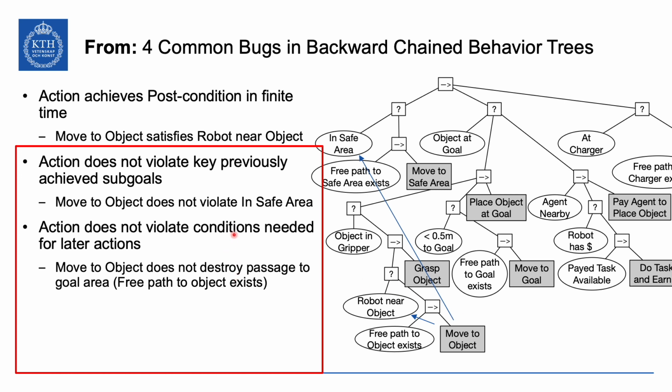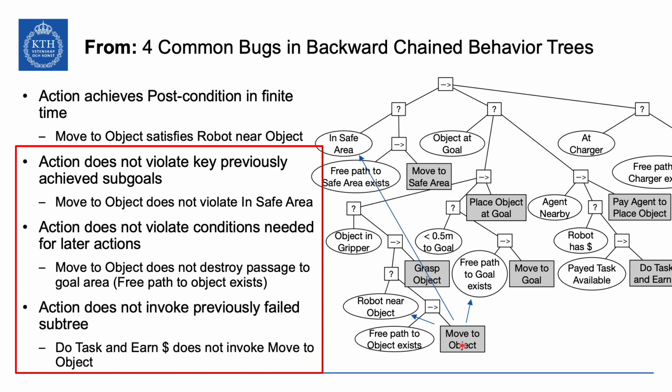And we should not violate conditions needed for later actions, such as free path to goal exists. We cannot violate that condition while doing this, or we're not going to be happy overall. And we cannot invoke previously failed subtrees. This is a bit complex, so you need to check that video to see the details. But the take-home message is we need to not violate earlier achieved subgoals and stay in some sets, for the whole BT to achieve the overall goals and kind of achieve its mission, basically.